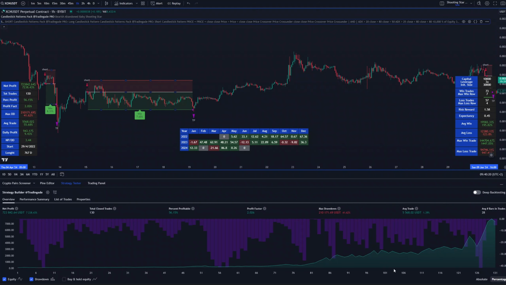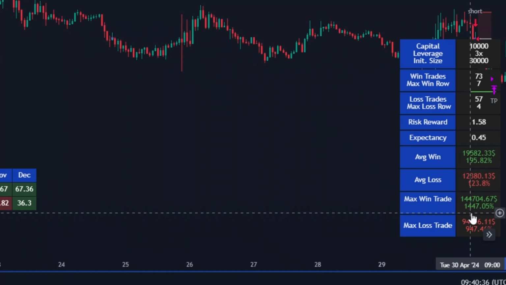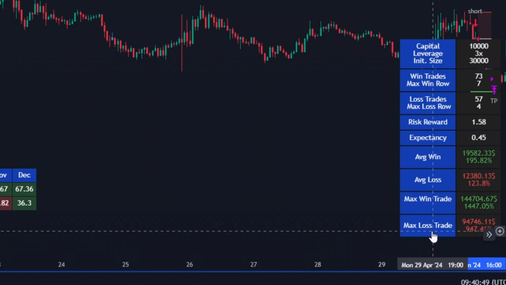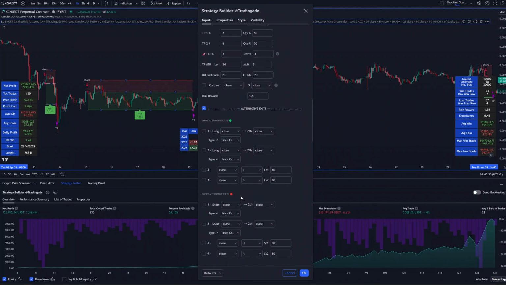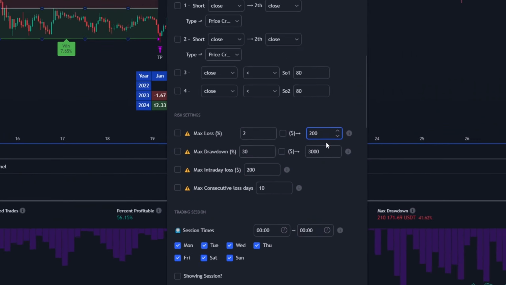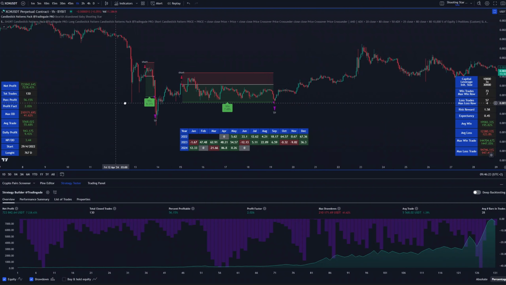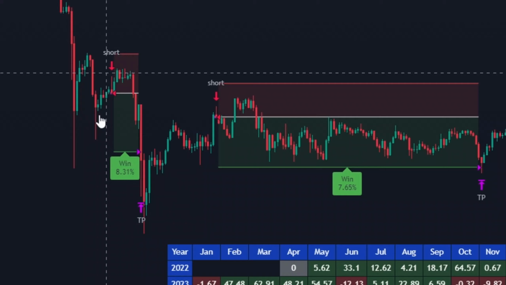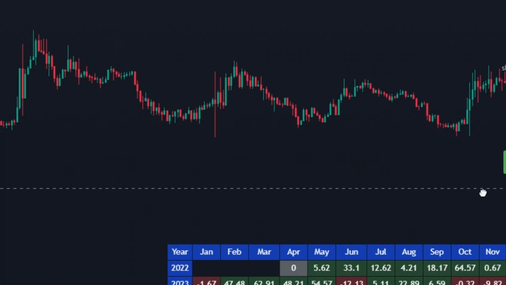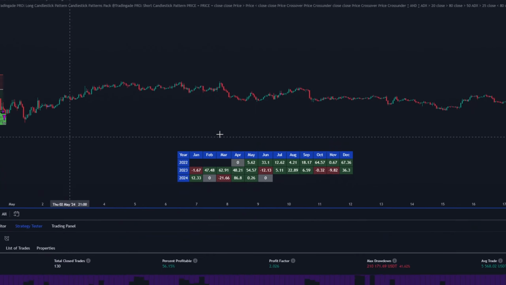Of course, this is a degen backtest because as you can see, we have a max win trade of 1,447%, whereas a max loss trade of 947%. We could try to reduce the max loss trade because here we have a whole risk settings management. For example, we can set our max loss based on percentage or dollar by checking some trades. As you can see here, we have a spectacular 8.31%, 7.65%, here another 6.66%, and so on.